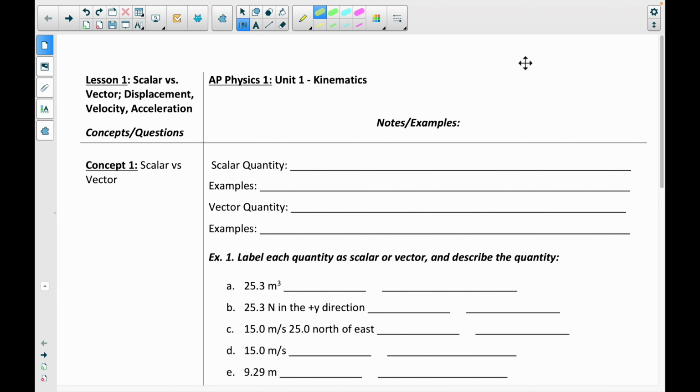Just to draw your attention to a couple of things in the notes so you know what we are doing. First of all, right here it says what unit this is. So this is Unit 1 Kinematics. This is the first lesson that we're having in the video. These are some of the concepts that we will cover.